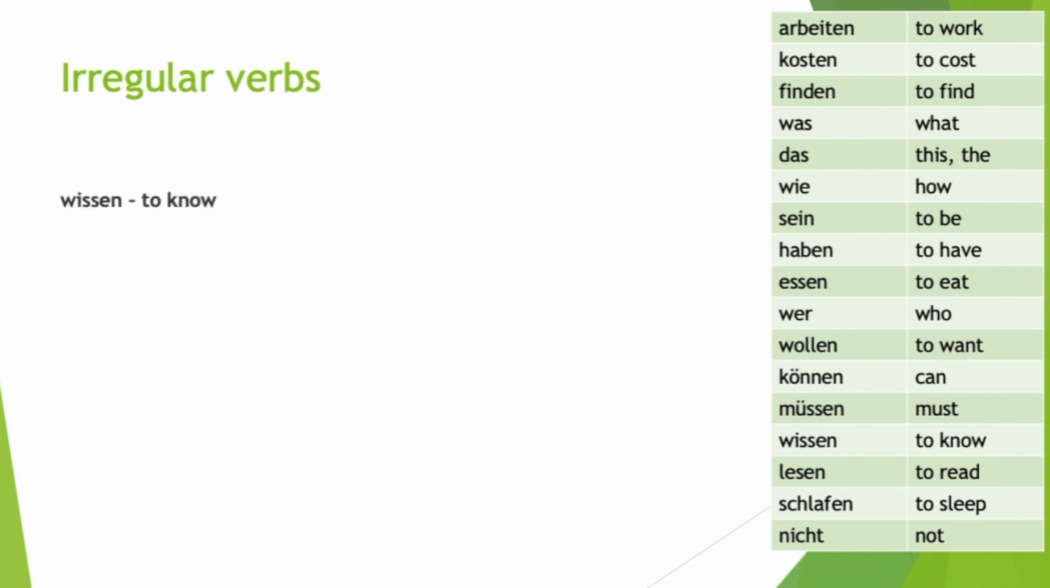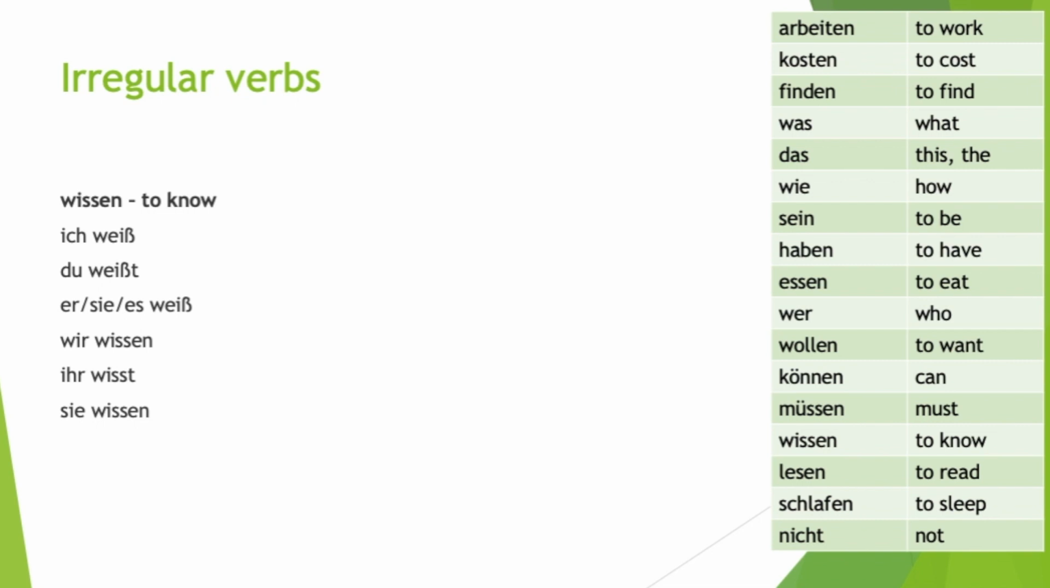Wissen, to know. Ich weiß. Again, if you're confused by that letter, watch a video on the German alphabet, but this is called a sharp S, and that's also how it's pronounced. So just an S, okay? Ich weiß. Du weißt. Sie, es weiß. Wir wissen. Ihr wisst. Sie wissen.